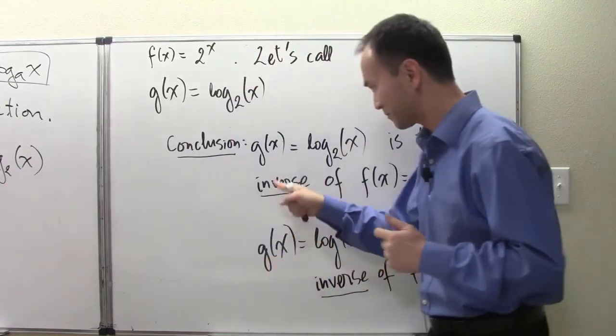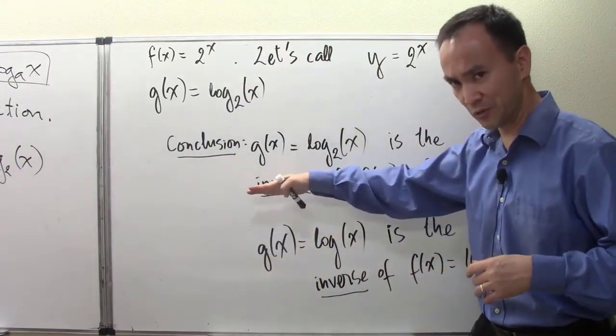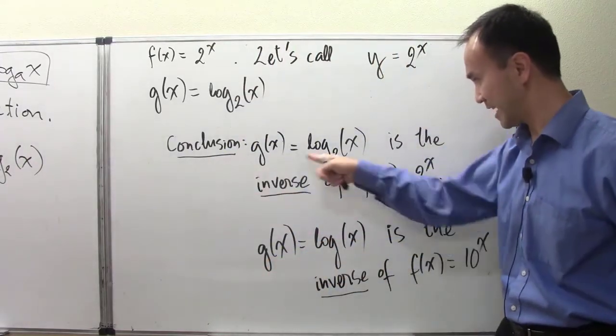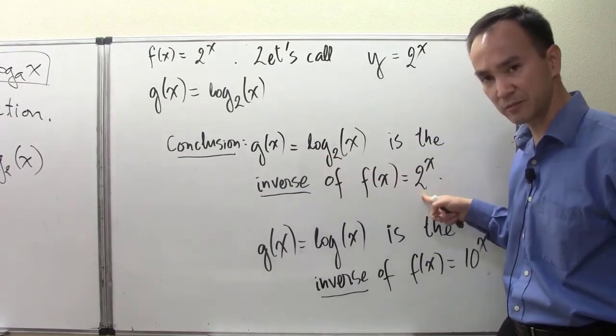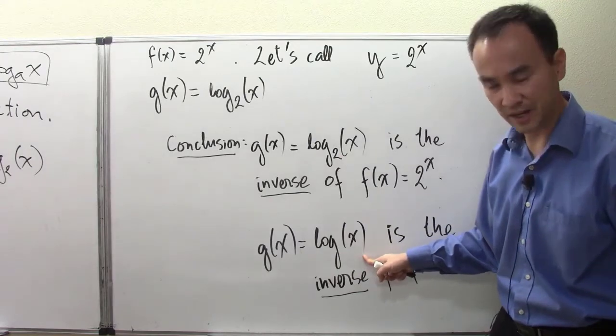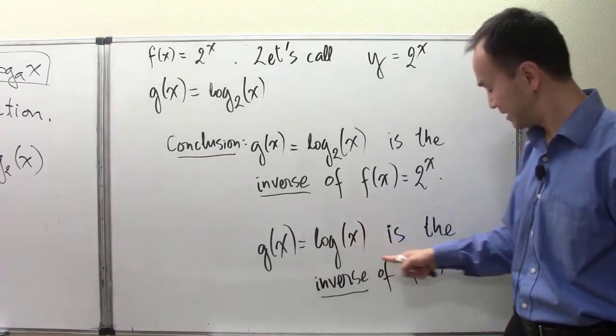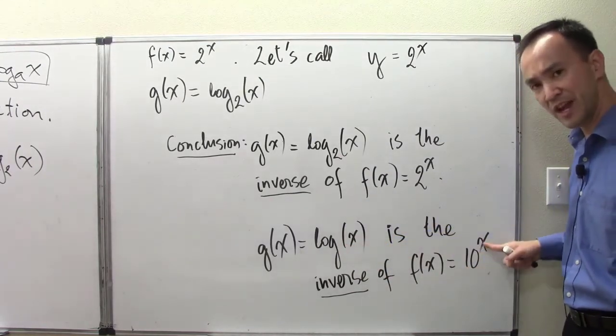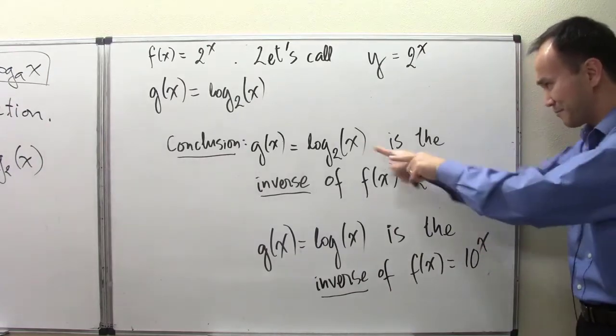But now, we were clear earlier that log base 2 of x is the inverse of 2 to the x. Just now, graphically, we agree again that log base 10 of x is the inverse of base 10 to the x. So base 10, base 10, base 2, base 2.